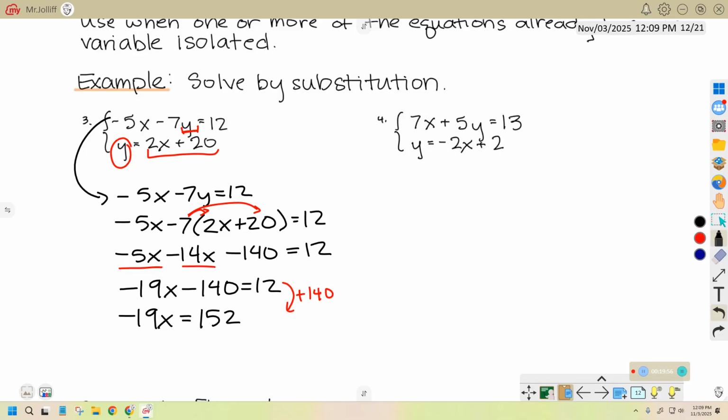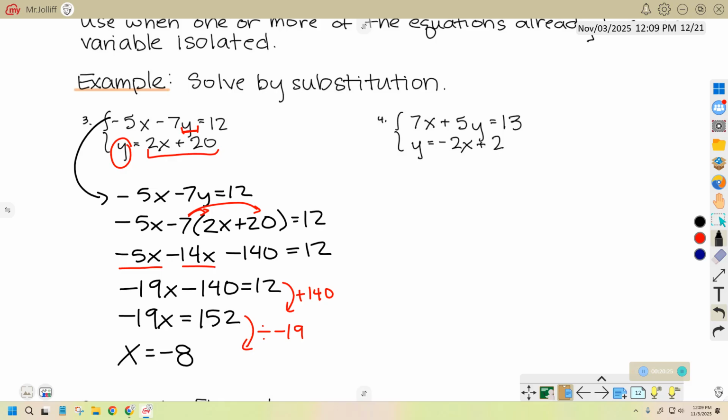Good. Last step. Divide the constant out in front of the x, divide by its coefficient, so divide by -19. Somebody with a calculator. -8. Perfect. Am I done with the problem? I see shaking head no. What else do I need to find? Y. I need to find y.